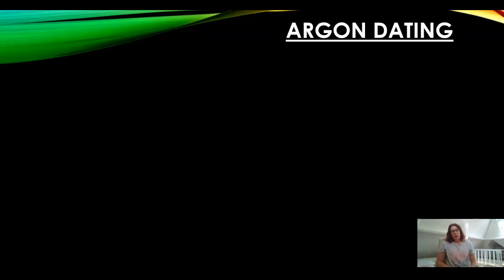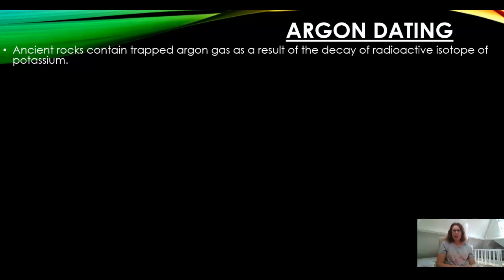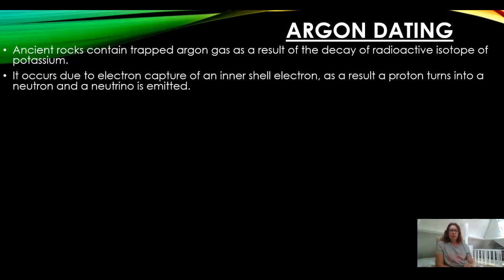So another type of dating is argon dating, and the half-life is much longer, so it's not really suitable for living organisms or things that used to be alive. So it's used to date rocks. Ancient rocks contain trapped argon gas as a result of the decay of the radioactive isotope potassium. It occurs due to electron capture of an inner shell electron, and as a result, a proton turns into a neutron. So basically, an inner shell electron is grabbed by a proton and it's turned into a neutron, and then a neutrino is emitted. So we did that in particles.